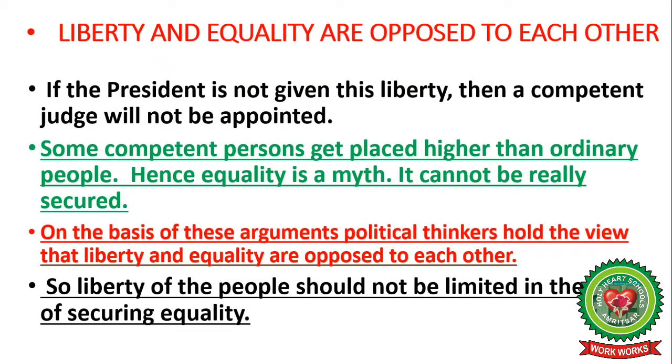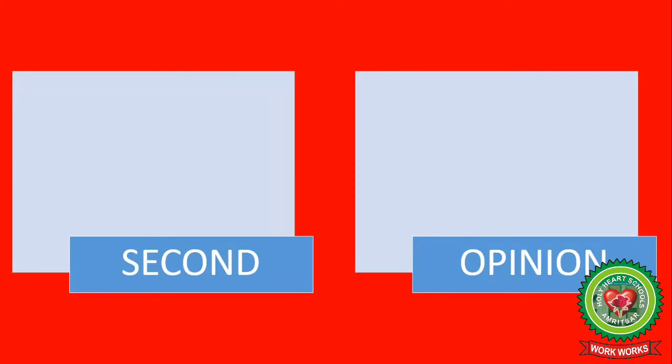If the president is not given this liberty, then a competent judge will not be appointed. Some competent persons get placed higher than ordinary people. Hence, equality is a myth. It cannot be really secured. On the basis of these arguments, political thinkers hold the view that liberty and equality are opposed to each other. So, liberty of the people should not be limited in the name of securing equality.